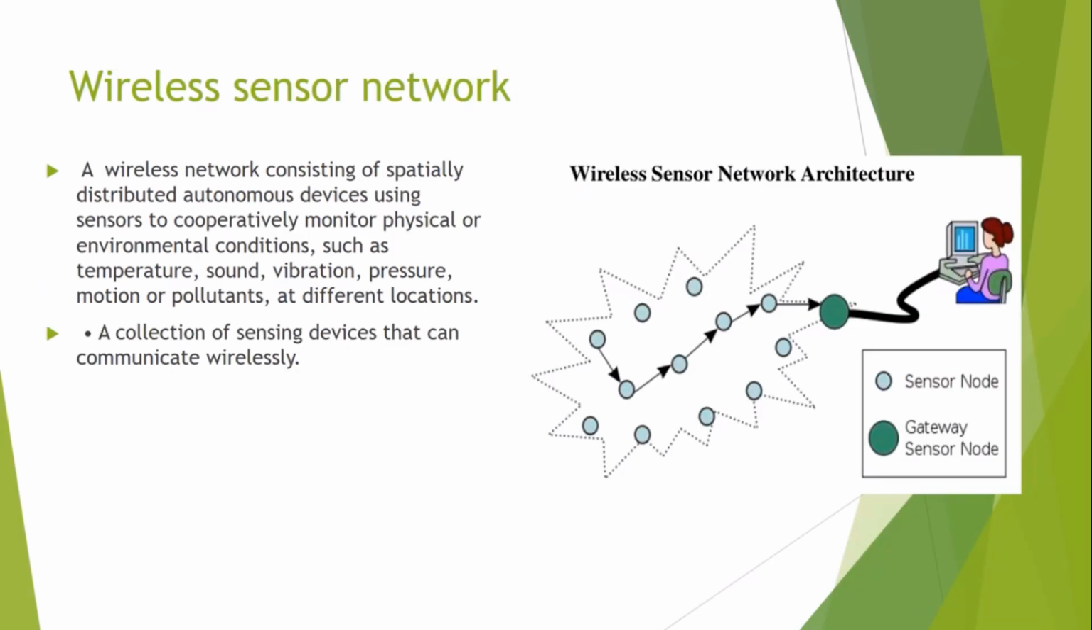Next I'm going to talk about wireless sensor networks, which consist of spatially distributed autonomous devices using sensors to cooperate to monitor physical and environmental conditions. It's a collection of sensing devices that can communicate wirelessly. Here you can see an example wireless sensor network architecture. There is the end user, and there are many sensor nodes and gateway sensor nodes, and you can see through the graph how the wireless sensor network architecture works.